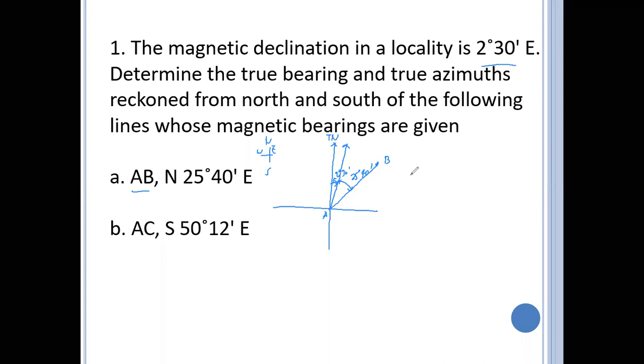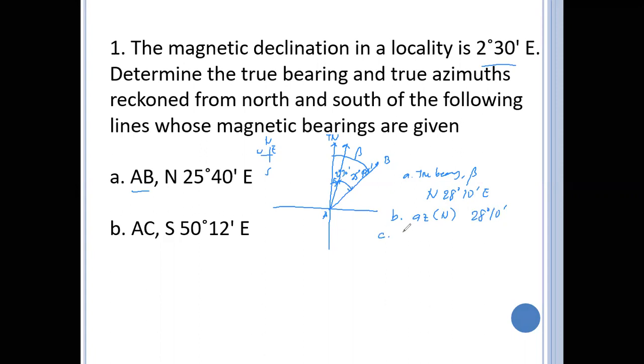So yung first question dyan is true bearing. So yung true bearing, we can label that as beta. So ito yung beta natin. So of course, to determine the beta, this is 25, 40 plus 2, 30. So this will give us north 28 degrees, 10 minutes to the east. Then yung azimuth natin from the north. Okay, so this is the same as yung value ng beta natin. Okay, in clockwise direction. So 28, 10.